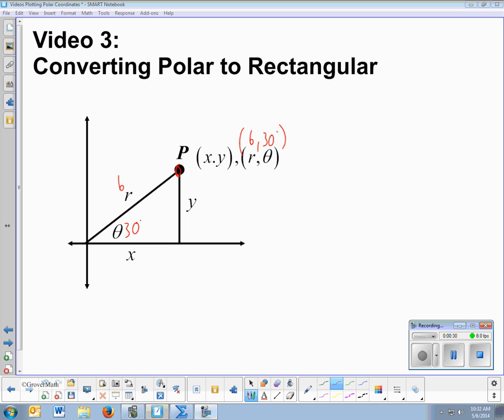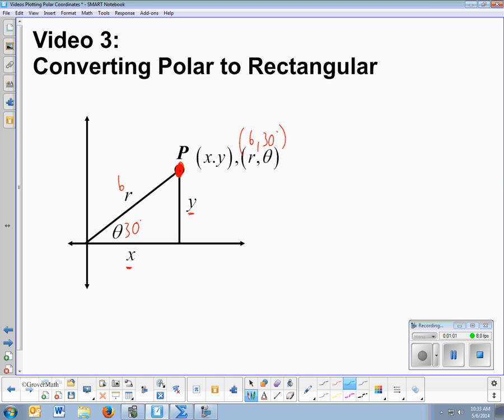Because remember, this point is 6 comma 30 degrees, but it could also be represented as some x and some y value. So we have to come up with a way to do that. And what we're going to do is we need to think about the relationship we have in this triangle here. There's a couple of things that we've known for a while. Most notably is SOHCAHTOA, stuff like that. That's very, very basic trigonometry we've known for a few years, but we can use that in this case.